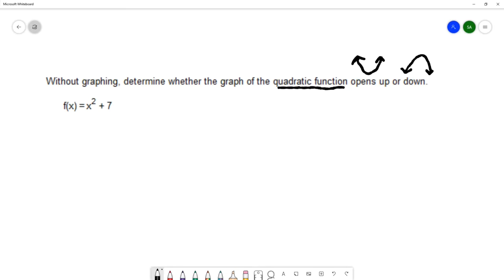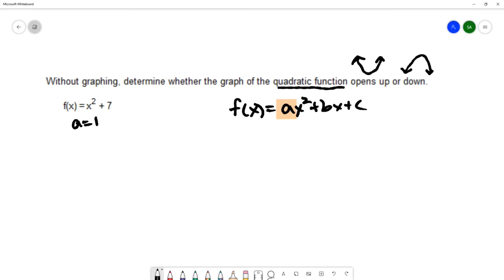Looking at the function f of x equals x squared plus 7, we're going to be able to determine which one of these, up or down, based on the value of a. So what I mean by that is that the general form of a quadratic function is f of x equals ax squared plus bx plus c. And we call a this coefficient of the x squared term. In the example that we're looking at, a would be equal to 1. Since we don't see a coefficient there, we assume it to be a 1.